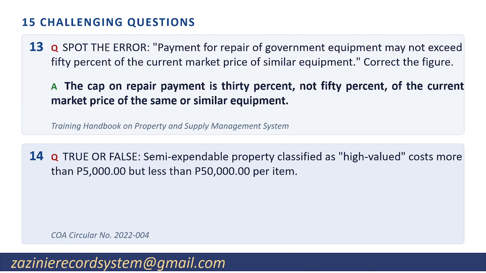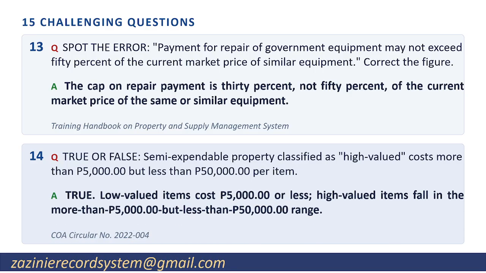Number 14. Q. True or false? Semi-expendable property classified as high-valued costs more than 5,000 pesos but less than 50,000 pesos per item. True. Low-valued items cost 5,000 pesos or less. High-valued items fall in the more than 5,000 pesos but less than 50,000 pesos range. Next slide.